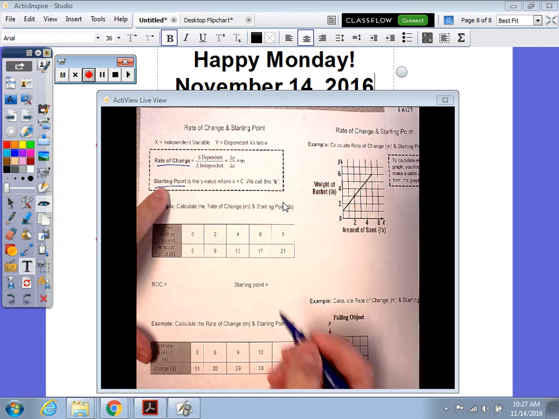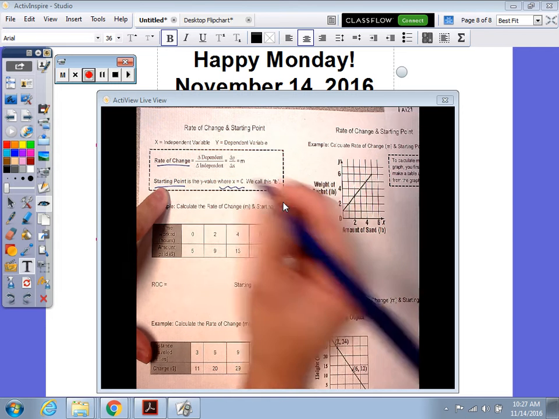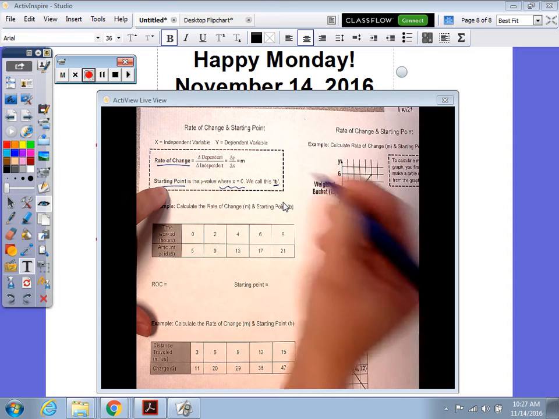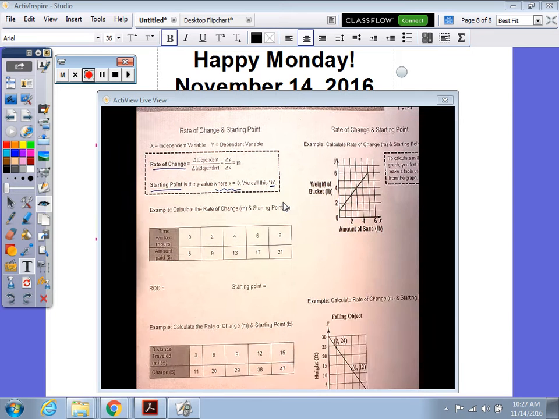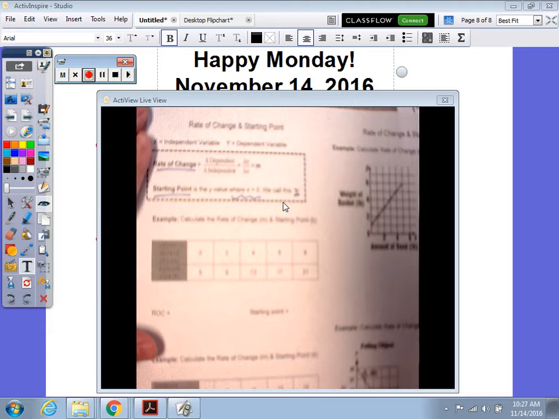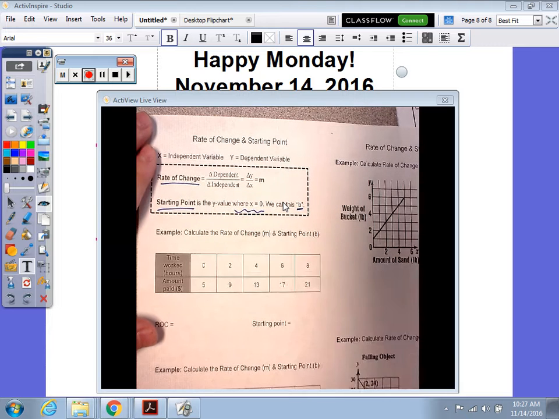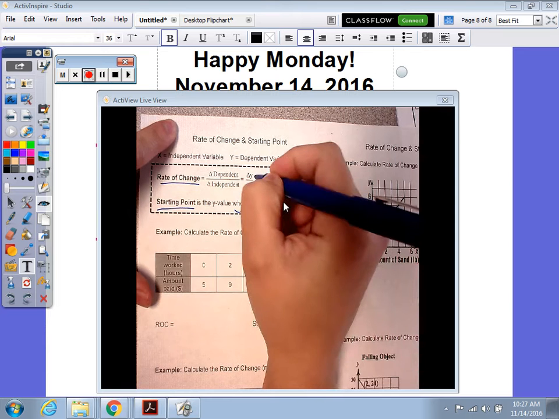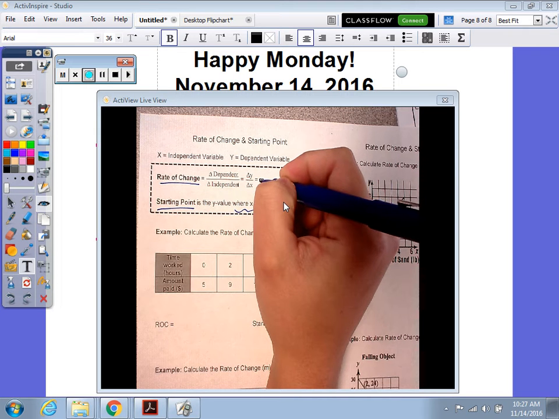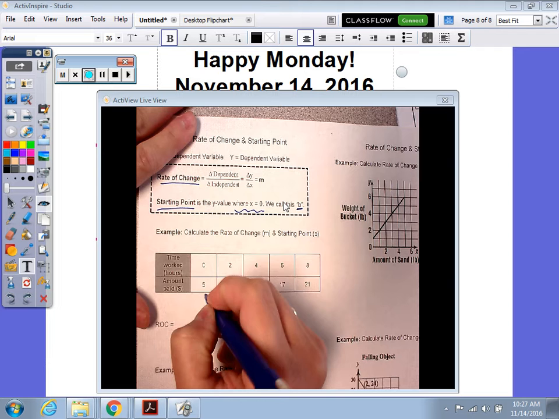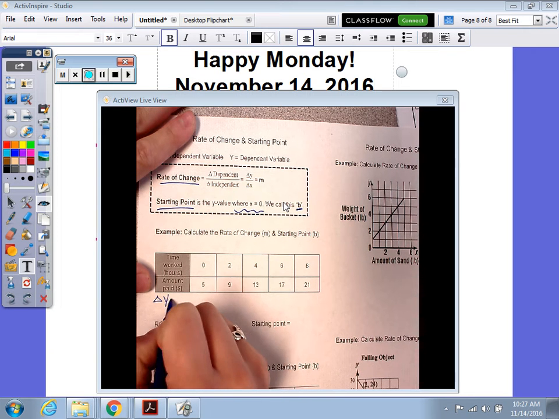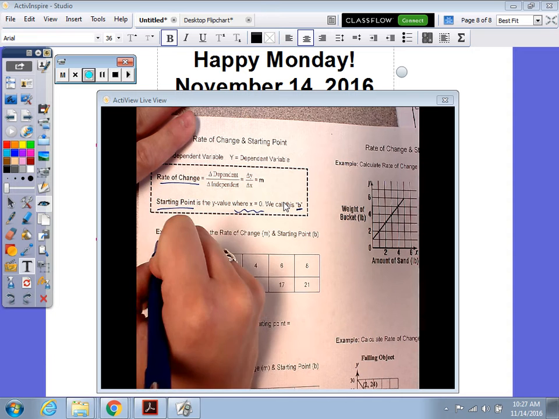Our starting point is where x equals 0. And we can use b as our variable. Then we have rate of change, which is our change in y over our change in x. And that, as a fraction, reduced is your rate of change. So what we want to do is say, what's the change in y values? And what is our change in x values?